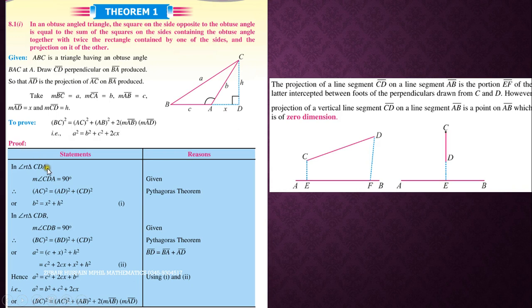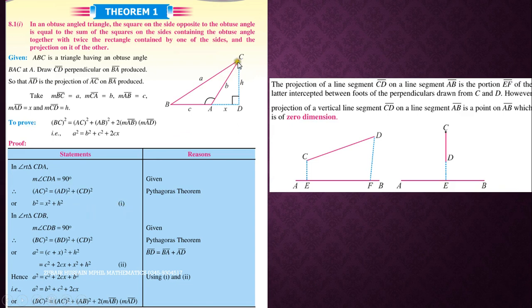Now the proof. If you see here, in the right angle triangle CDA, angle D is 90 degrees. By the Pythagoras theorem, the square of the hypotenuse is equal to the sum of the squares on the other two sides. So AC square will be equal to AD square plus CD square. It can also be written that b square is equal to x square plus h square. Let us name this equation 1.